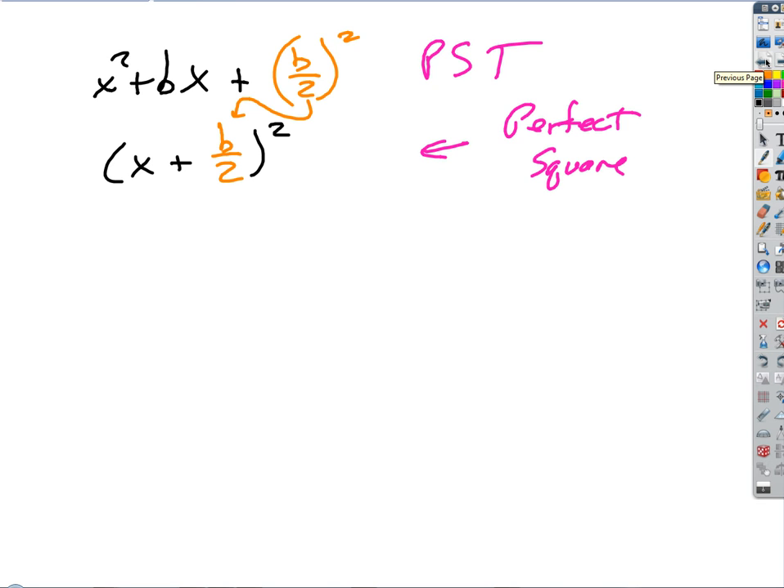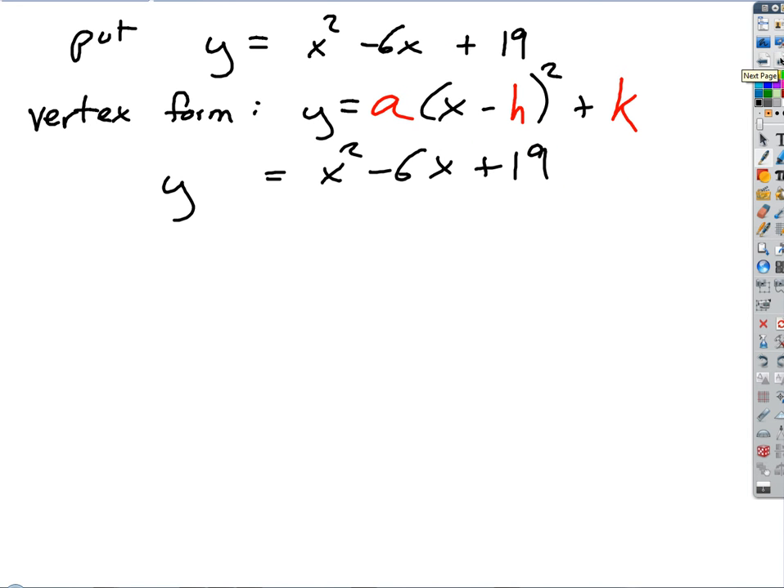Okay, so we need to start with just that stuff, right? So what do I probably want to do over here? Got too much stuff on the right side. I don't want that 19, do I? What do you think? Yeah, subtract the 19 off to the left side. We'll just store it there, right? So on the left side, we'll end up with y minus 19. On the right side, we're going to get x squared minus 6x.